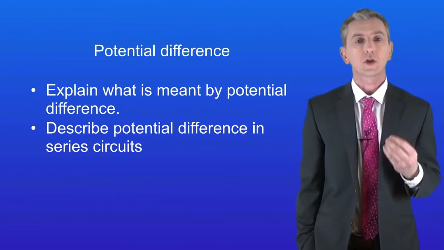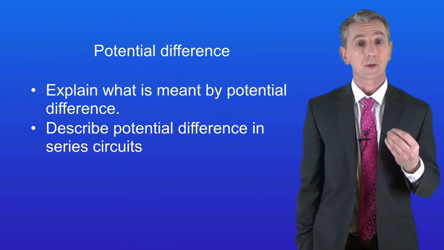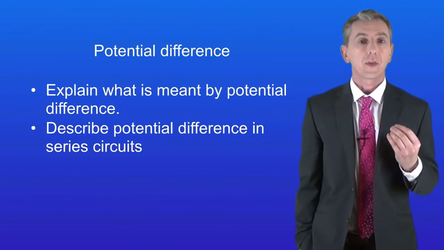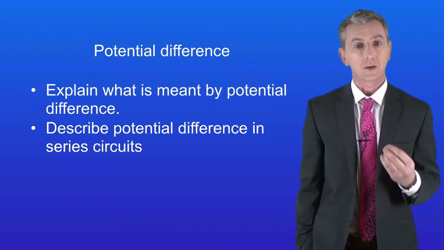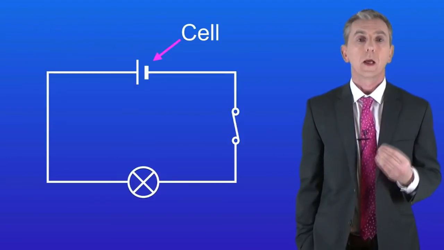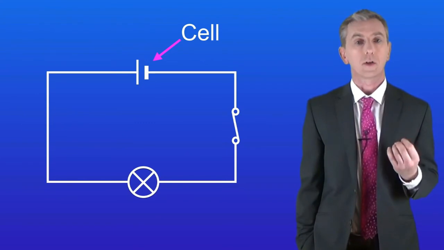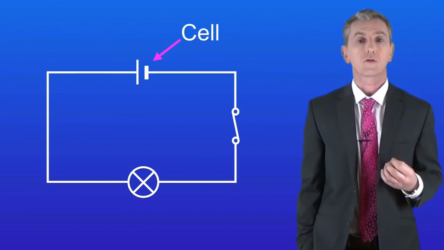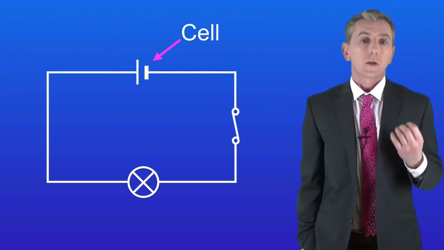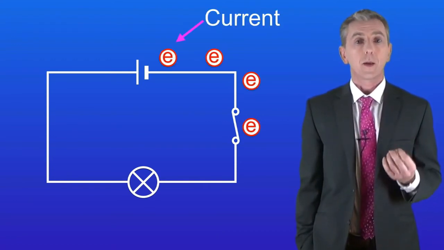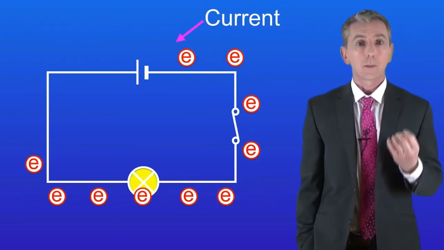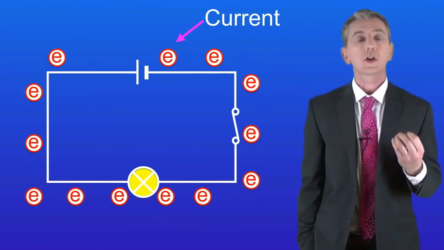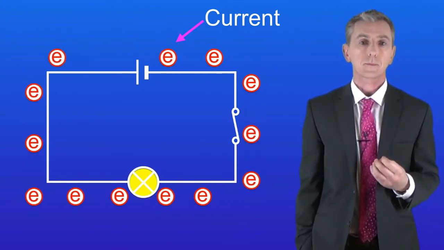By the end of this video, you should be able to explain what's meant by potential difference, and then describe potential difference in series circuits. So far, we've had a good look at current, and you should remember that current is simply a flow of electrons through a circuit. Electrons move out of the cell, make their way through the wire, pass through the bulb, and then return back to the cell.